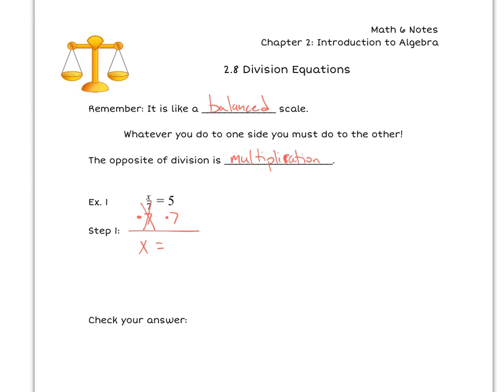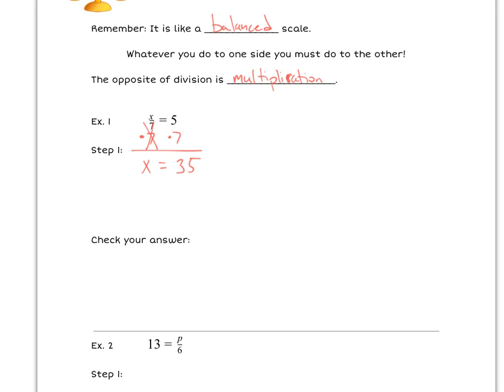You know, Emery? 5 times 7? 35. And if I want to check that real quick, because it's always good to check your answer to make sure you didn't make a mistake, on your calculator you would just plunk in 35, division key, 7, and say, does that equal 5? And yes, it does. It checks out. We're good to go.